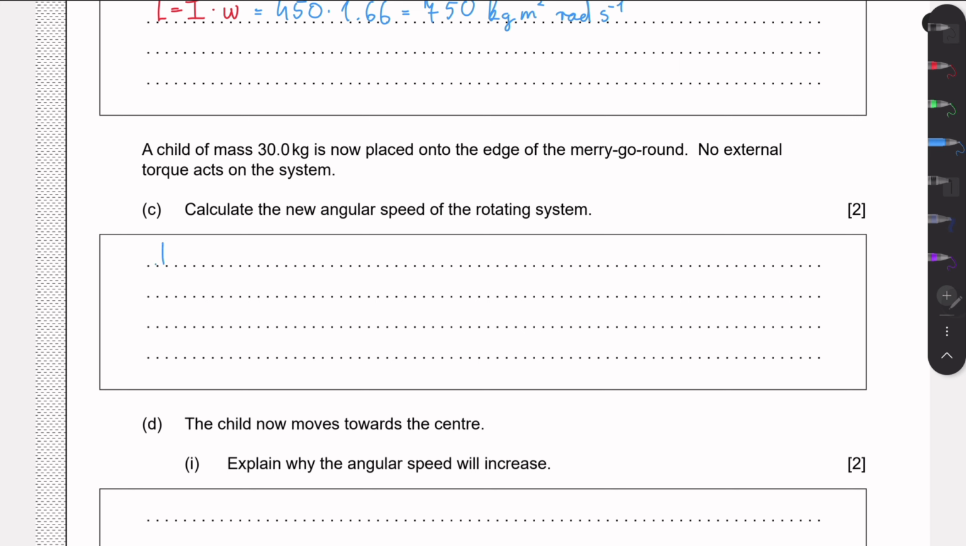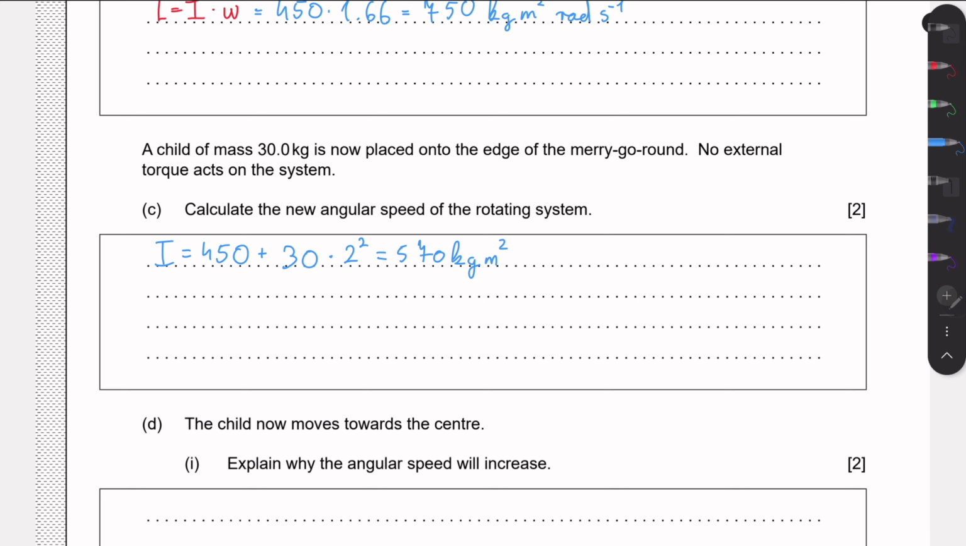So our new moment of inertia will be 450, the initial one, plus the moment of inertia of the child's mass times the distance, so it's 30 times the distance squared, so 2 squared. This will give us 570 kilogram meter squared.